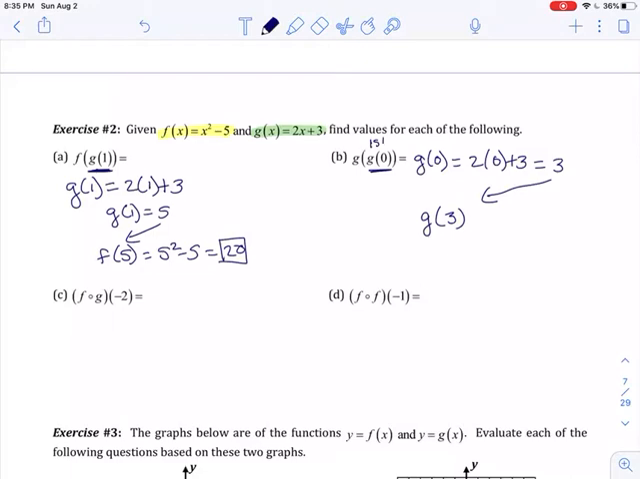But look, my second function, this is the first function right here, and this is the second function right here. My second function is also g. So g of 3 is just 2 times 3 plus 3, which is 9.